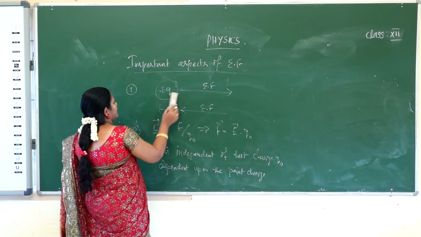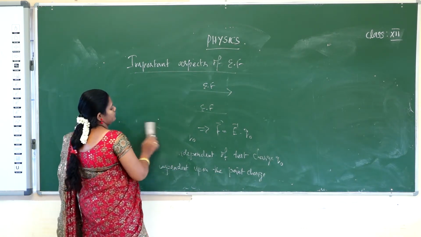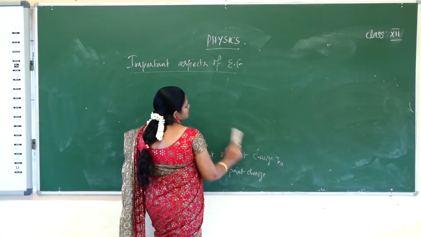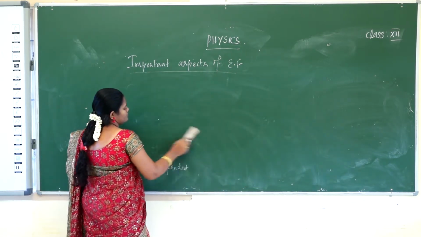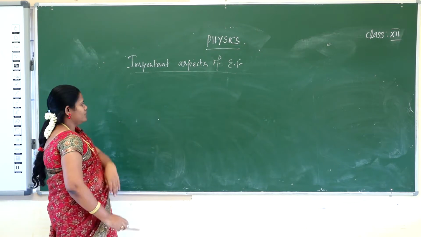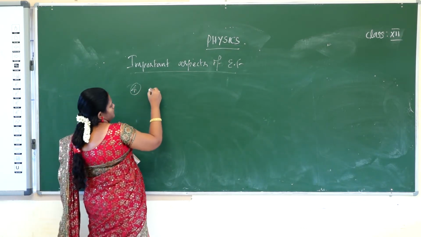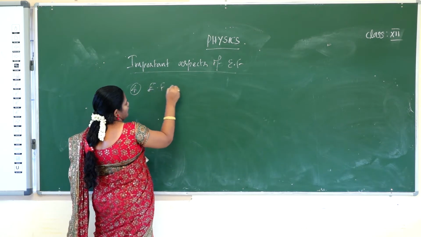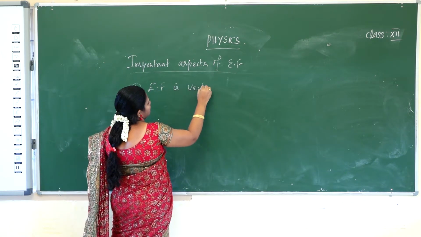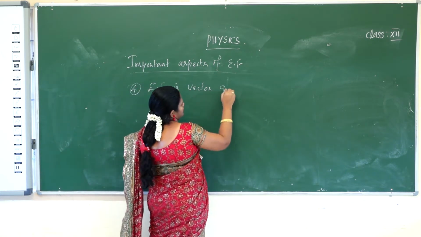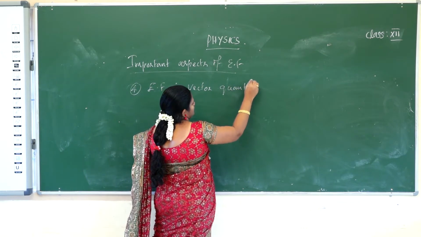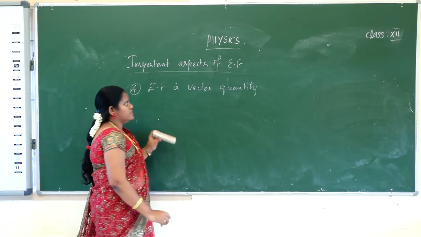And the fourth point, electric field is a vector quantity.